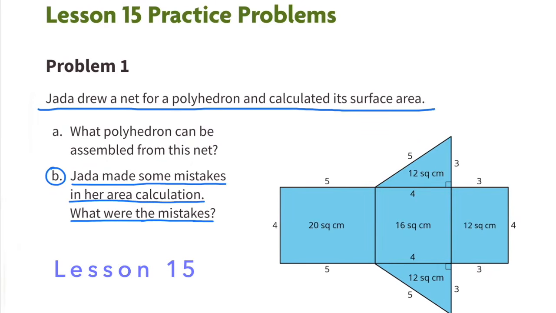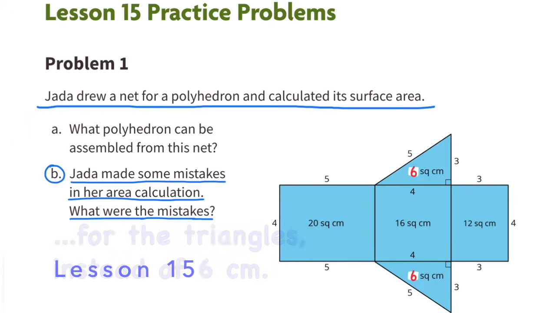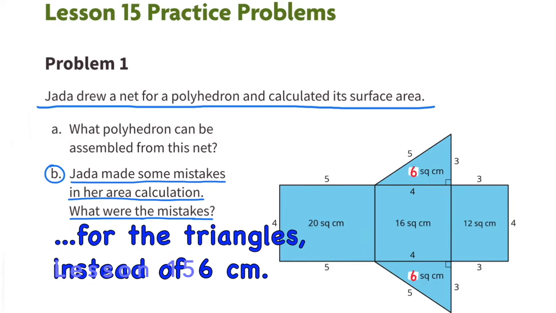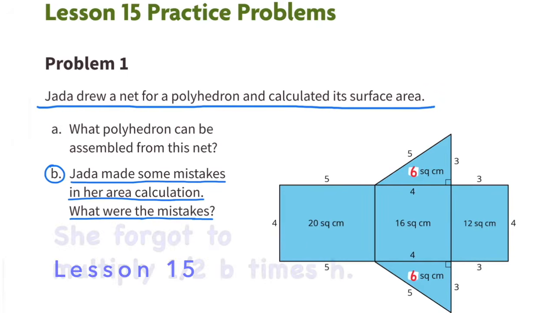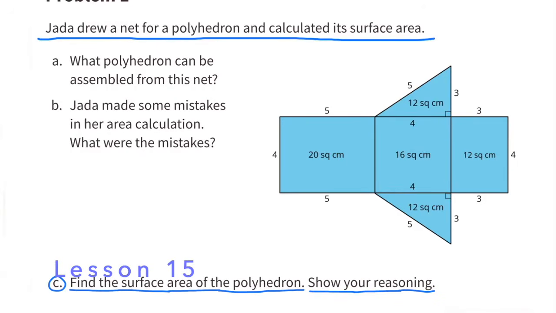B. Jada made some mistakes in her area calculation. What were the mistakes? She used an area of 12 centimeters for the triangles instead of 6 centimeters. She forgot to multiply half the base times the height. C. Find the surface area of the polyhedron. Show your reasoning.